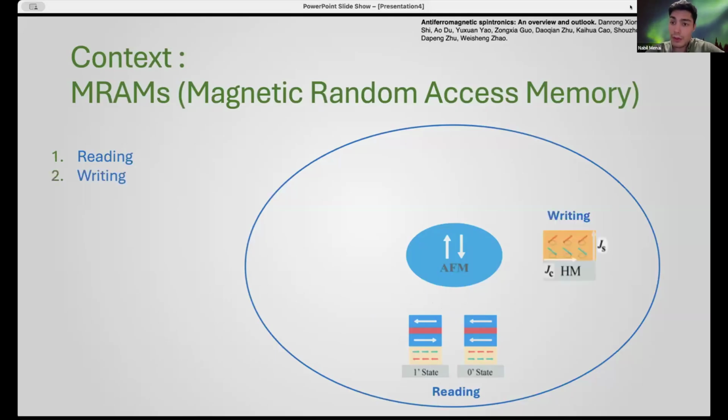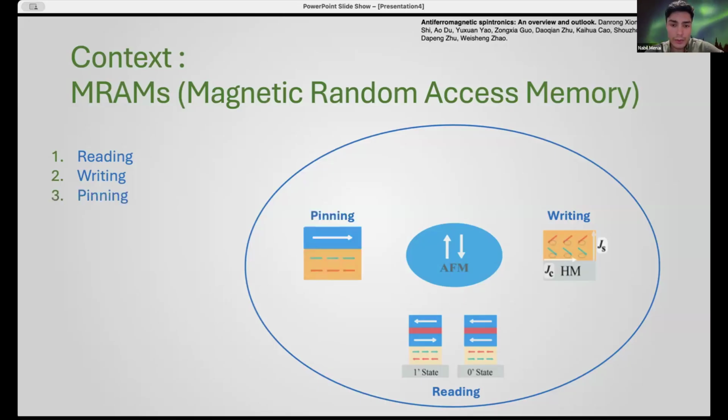They can also be used for writing, and what we mean by that is that we can generate spin currents using a heavy metal, as you see here in gray. This spin current can be injected into our antiferromagnet and therefore switch the local magnetization. And therefore we can have another state for the antiferromagnet.